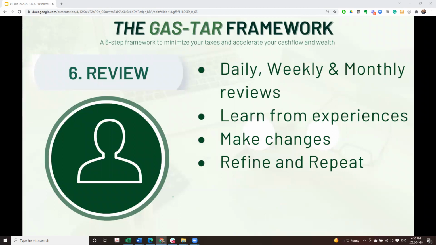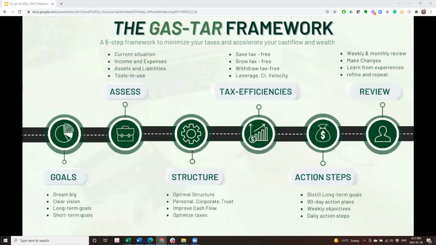And in the final step, we're going to review. You're constantly reviewing. It may be daily, weekly, monthly, and making sure you're learning from your experiences, you're making changes, and you're refining and repeating what works. So these are the steps in summary.